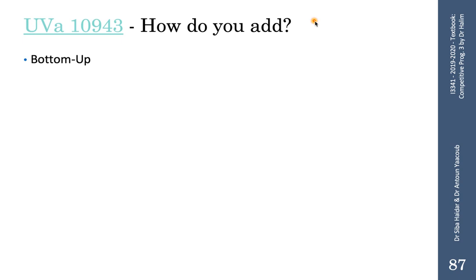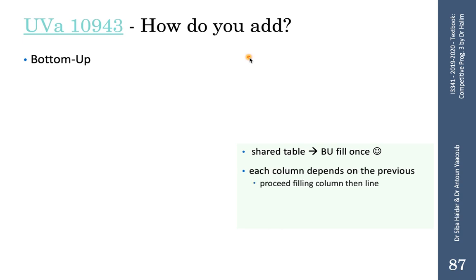Another solution is the bottom-up solution. Why do we consider this version? Because this is the most natural, because this table is a shared table. So the bottom-up approach will be more suitable to solve this kind of problem. You fill it once, since n and k vary between 0 and 100. You fill it once and you query it each time you need an answer. This is a natural way to do things.